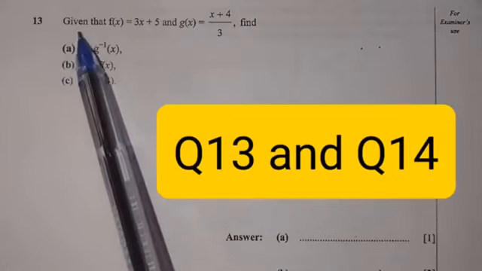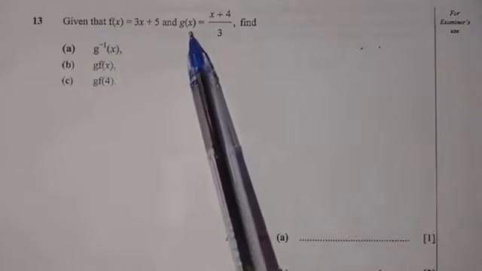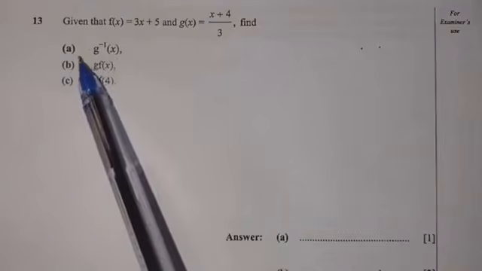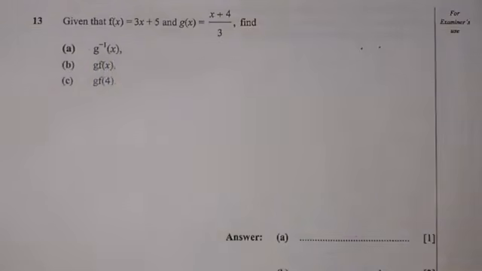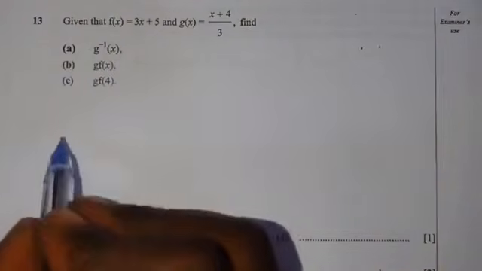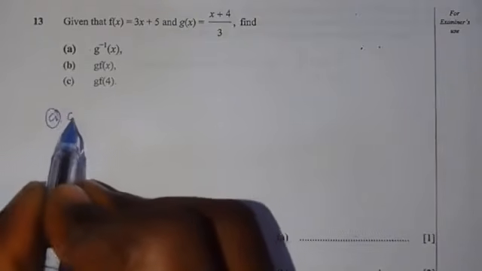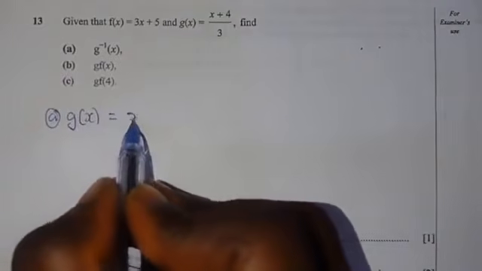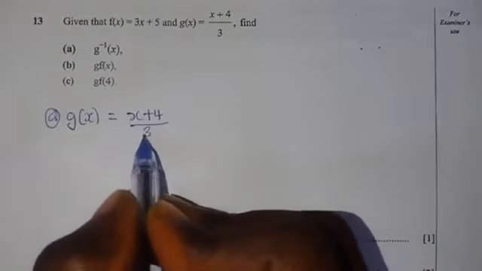The question reads, given that f(x) is equal to 3x plus 5 and g(x) is equal to (x plus 4) over 3, find g inverse of x. So we need to find the g inverse of x. And to find the g inverse of x, what you are going to do is this. We are going to write the function of g(x), which is (x plus 4) over 3.